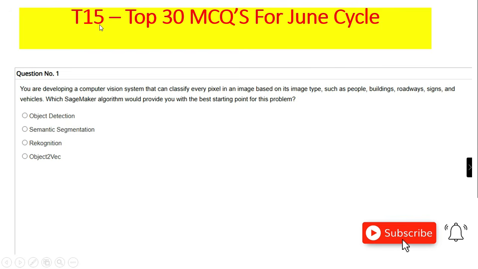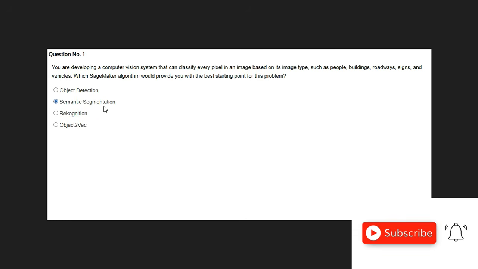Now we have to discuss the T15 top 30 MCQs for the June cycle. Question 1. You are developing a computer vision system that can classify every pixel in an image based on its image type, such as people, buildings, roadways, signs and vehicles. Which SageMaker algorithm would provide you with the best starting point for this problem? Option A, object detection. Option B, semantic segmentation. Option C, recognition. Option D, object to vector. So the right answer will be semantic segmentation.